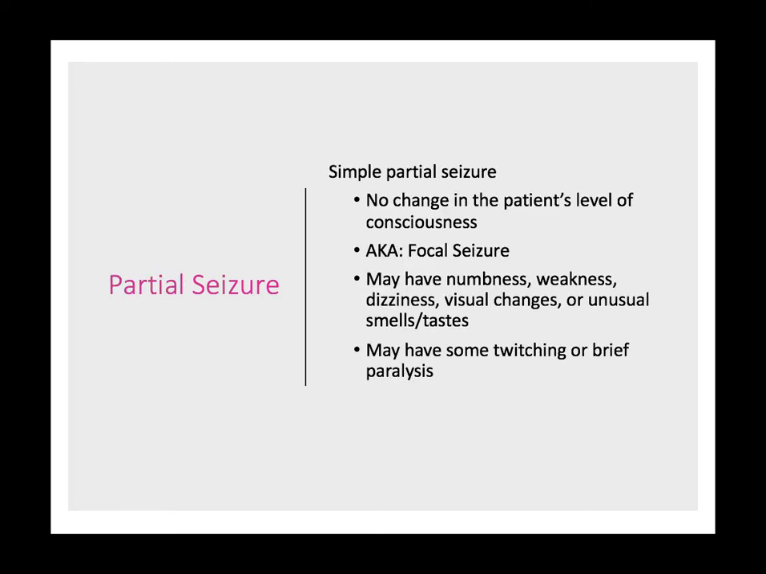A partial seizure is also called a focal seizure. A simple partial seizure involves no change in the patient's level of consciousness, okay? They might have numbness, weakness, visual changes. A focal seizure is characterized by a lot of twitching or brief paralysis. So twitching one way or another with the head, with the arm, or with one side of the body, or some kind of brief paralysis. Again, you can look up a YouTube video of a simple partial seizure.